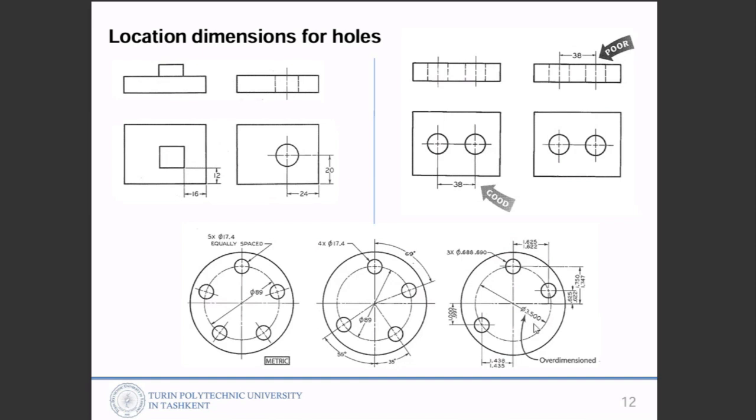That's wrong because we already defined, by using x and y vertical and horizontal dimensions, the centers for the small holes, and this is not needed. So that's why it's written over dimensioned. Okay, so for one feature, if you can define it, that's it. Do not add any other dimension. The hole diameters are the same, so that's why it's written 3x, and then the diameter sign and the value.